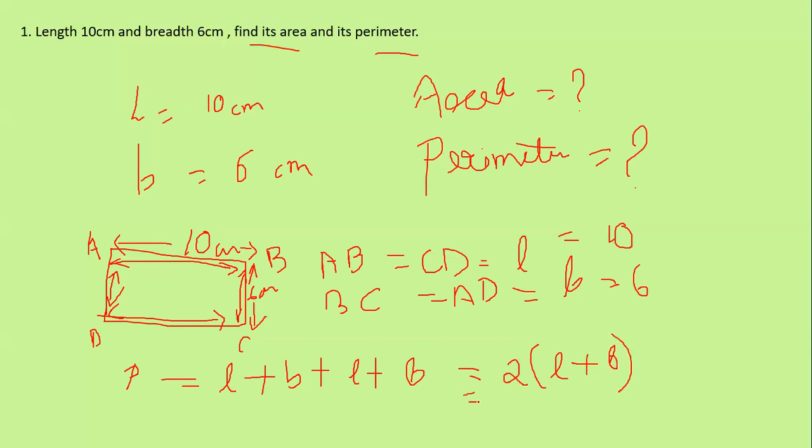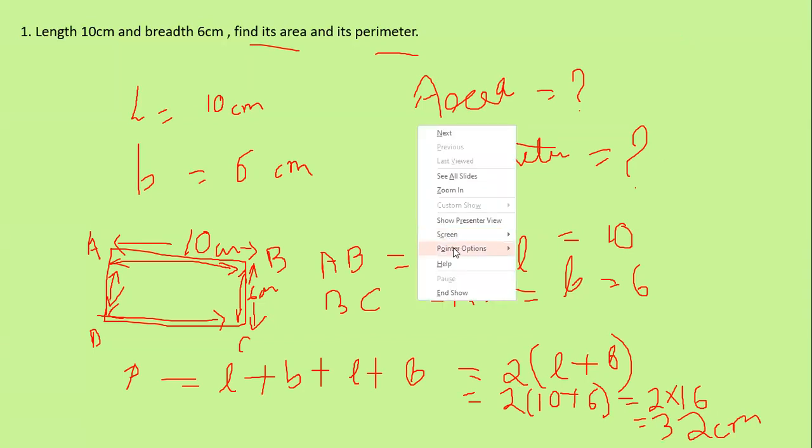So how much am I getting? 10 plus 6, which is 16, which gives me 32 centimeters. I hope you understand why it is centimeters, because I'm just adding the lengths. Now, what about area? What about area?